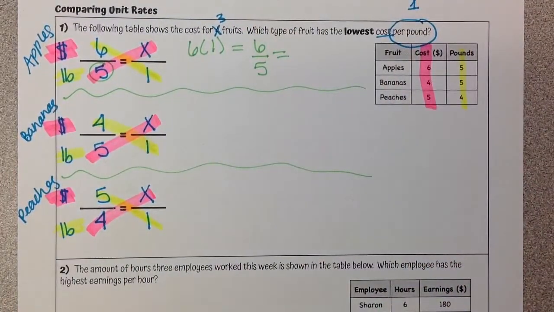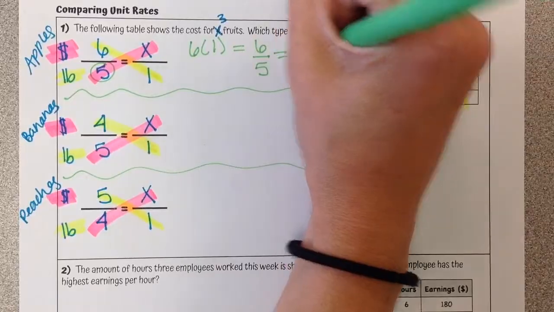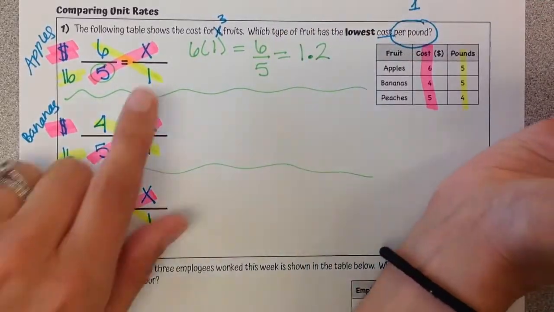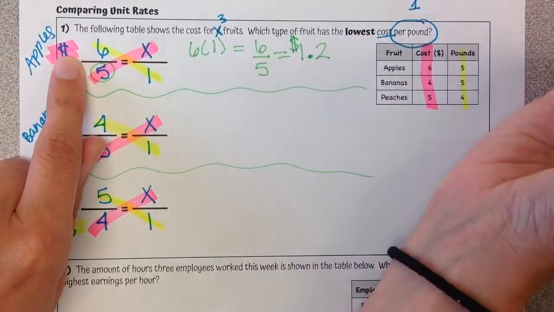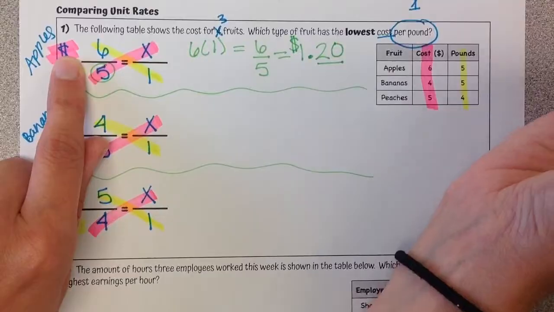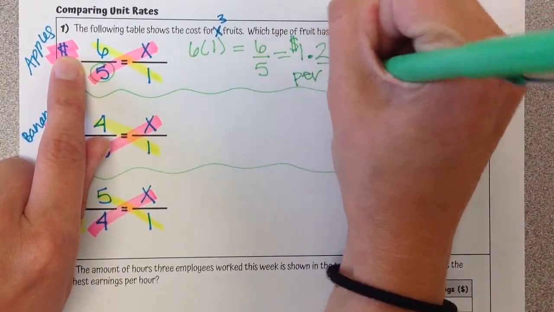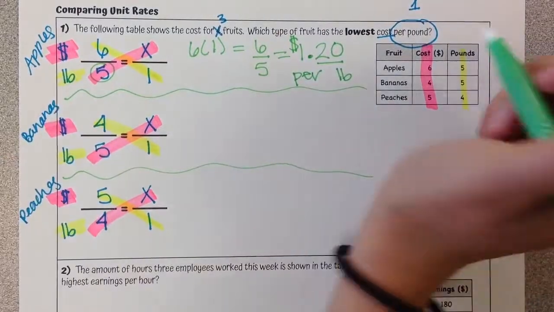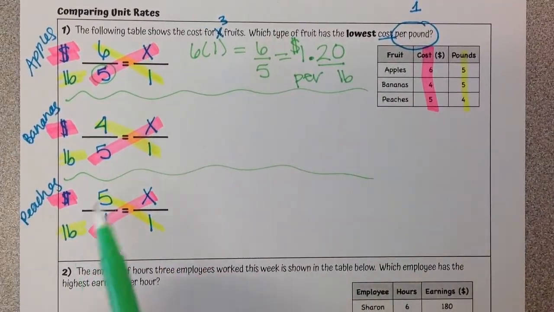When I do that, 6 divided by 5, I get 1.2. What were we solving for? We were solving for money, which means we should have 2 decimal places, so I need to add a 0. So it's $1.20 per pound for the apples. You're going to notice it's going to be a pretty similar setup for each of these.